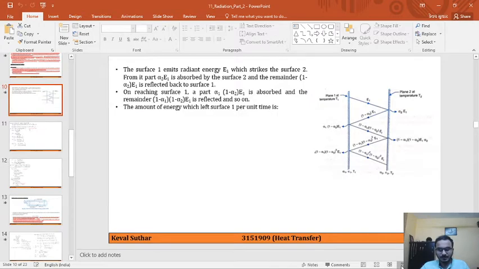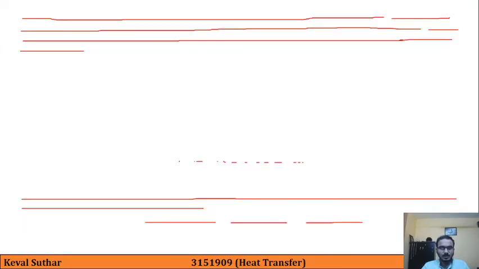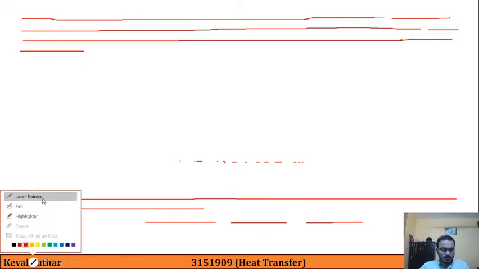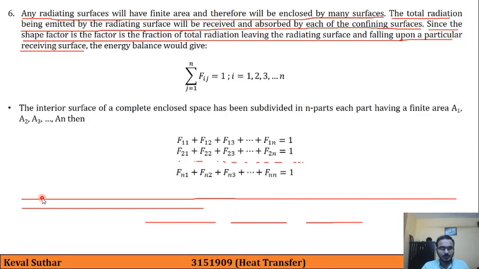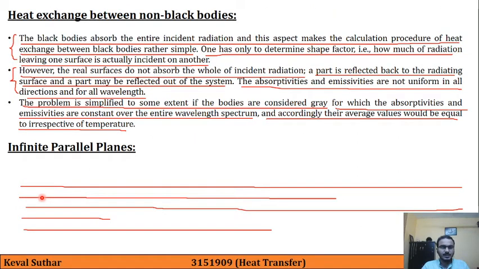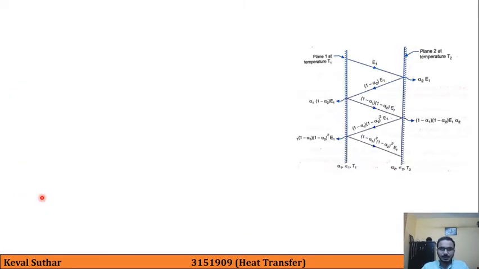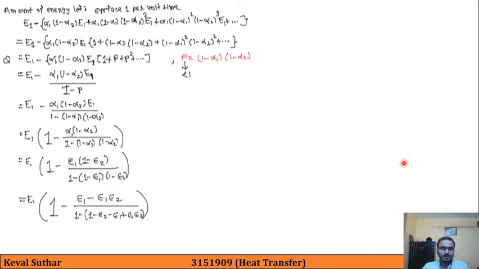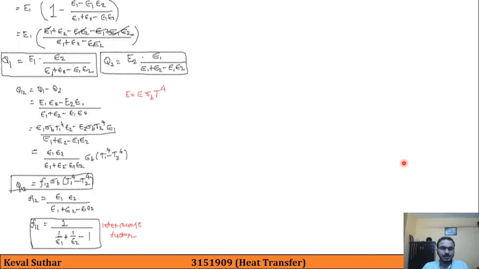In our previous lecture we started with heat exchange between non-black bodies and we began with infinite parallel planes. So here we took two non-black surfaces having a fixed value of emissivity and absorptivity, and here we calculated the net heat exchange between two parallel planes, and we also defined the heat interchange factor given by F12.